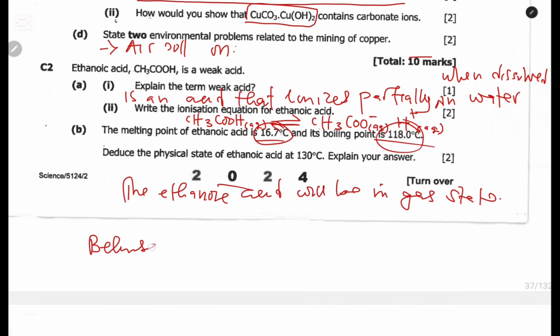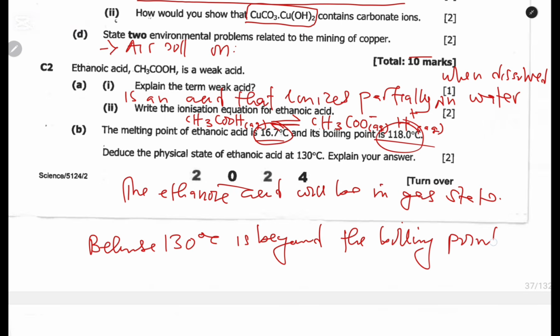Because 130 degrees Celsius is beyond, or above, the boiling point. The boiling point of ethanoic acid is beyond the boiling point of ethanoic acid.